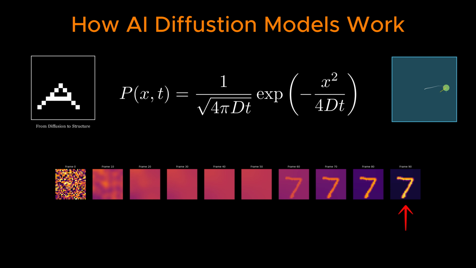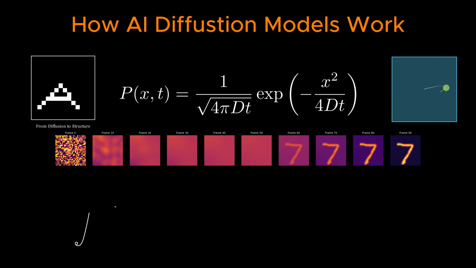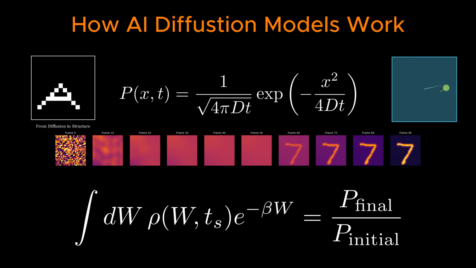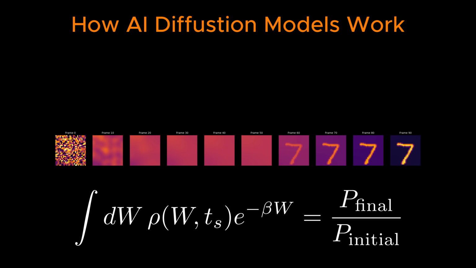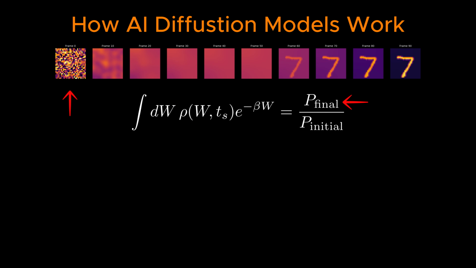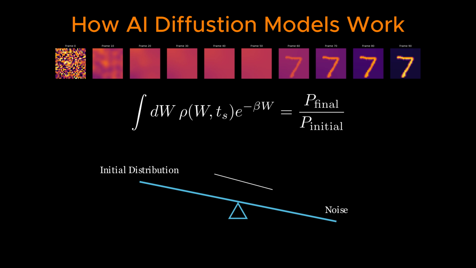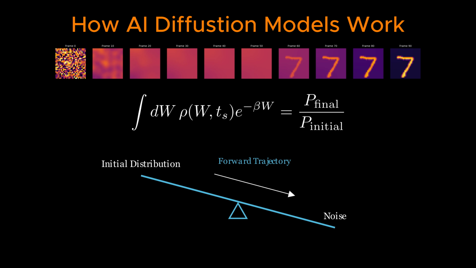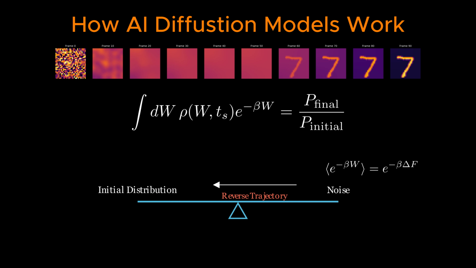To achieve this, we assume that the images in the dataset are samples drawn from a true, well-defined probability distribution. This serves as our initial equilibrium state. At the other end of the spectrum, we define another equilibrium state, pure noise, where all the structure in the images is destroyed. The training process involves modeling the forward and reverse trajectories between these two states using Jarzynski's equality in statistical physics, which we discussed earlier in the video.